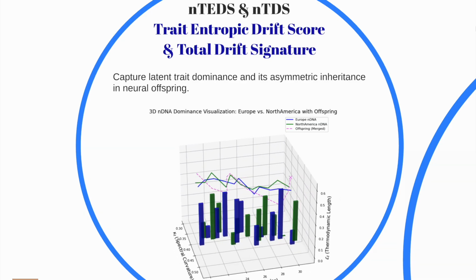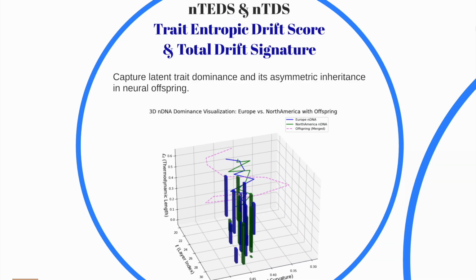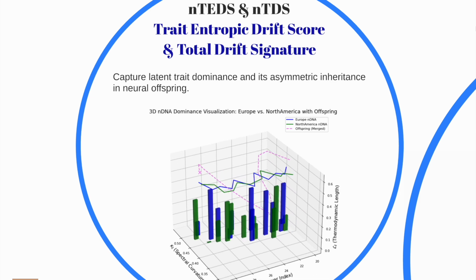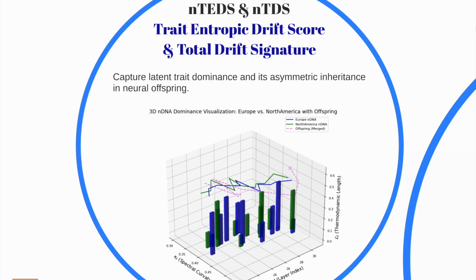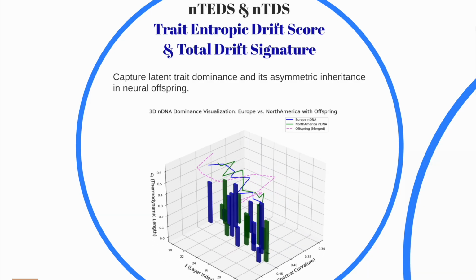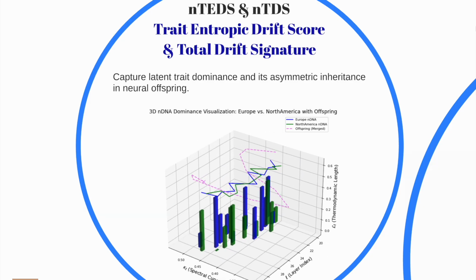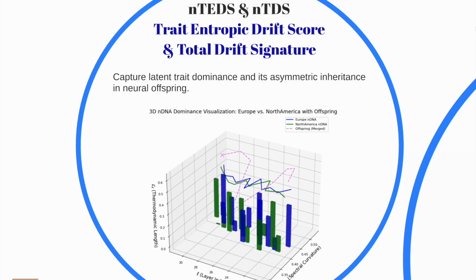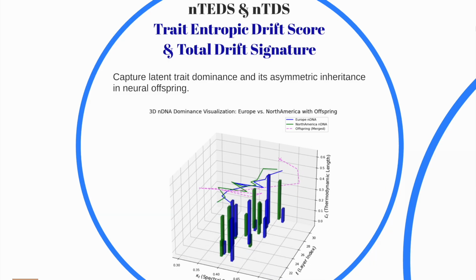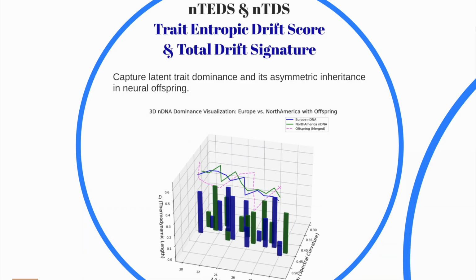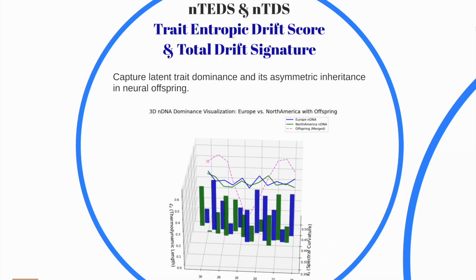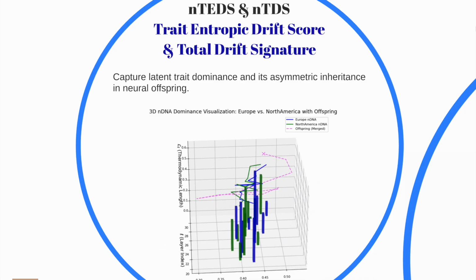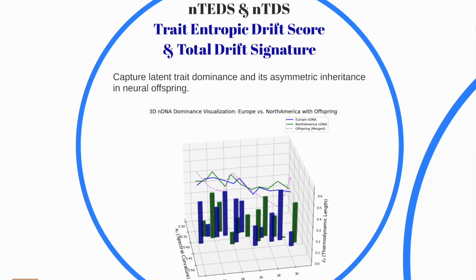Europe versus North America with offspring. Early layers: short, mixed bars, token and shape traits are shared. Middle stack, about layers 23 to 27: blue bars are taller and more frequent. Europe's traits temporarily fixate while curvature and length are changing. The offspring path runs through this blue corridor, showing biased inheritance during recombination. Upper layers: bars shrink and alternate. Dominance relaxes toward balance as the child settles into its own controller.